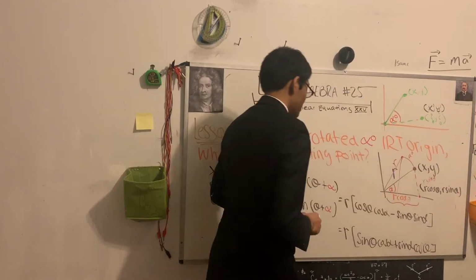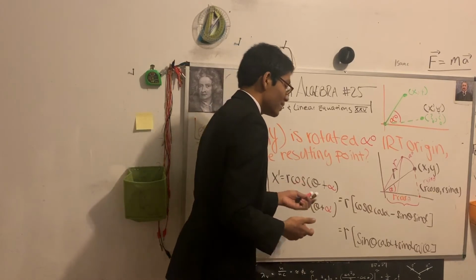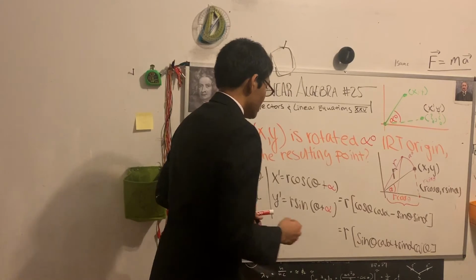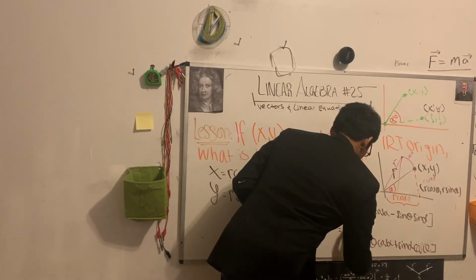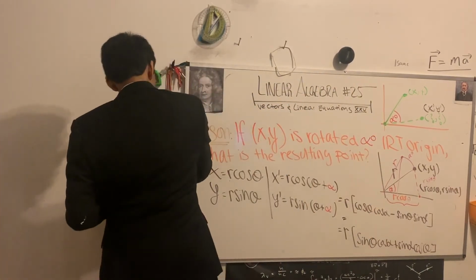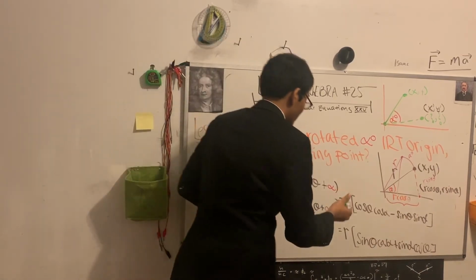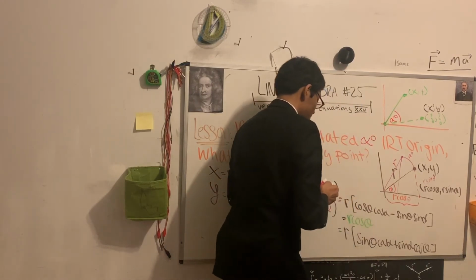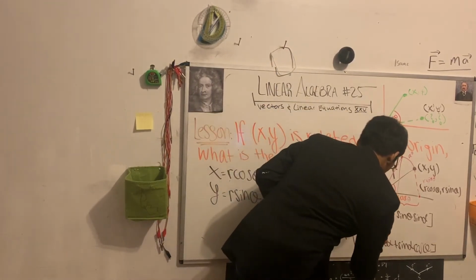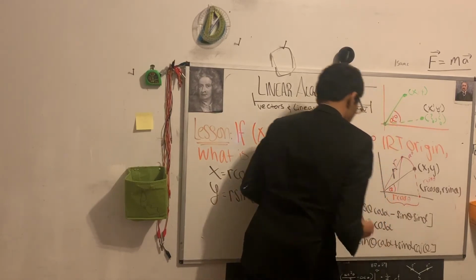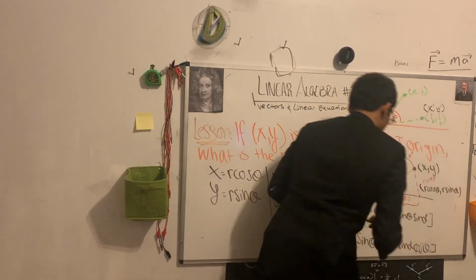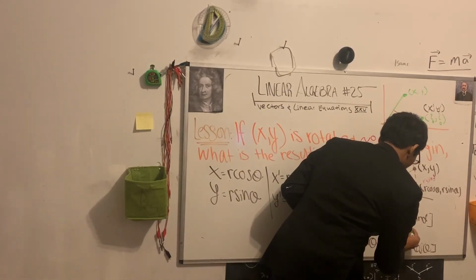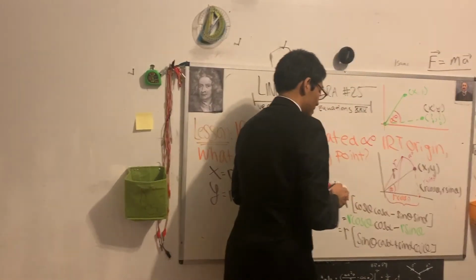Okay, so this is really nice. Now what I can do is I can distribute, right? Are you ready to distribute? Okay, let's get ready to distribute. Why don't I distribute in light green, which is one of my favorite colors. So r cosine theta cosine alpha, minus r sine theta times sine alpha.